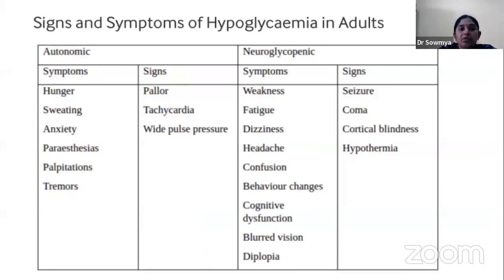What are the signs and symptoms? Autonomic symptoms are hunger, sweating, anxiety, paresthesia, a tingling sensation in the hands and feet, palpitations, tremors. Signs are pallor, tachycardia, wide pulse pressure. And neuroglycopenic features: the patient may go into seizure, coma, cortical blindness, hypothermia. The symptoms are weakness, fatigue, dizziness. Initially they start with a headache, leading to behavior changes, then confusion, cognitive dysfunction. Sometimes they have blurred vision, diplopia, finally ending in cortical blindness. So all these are signs and symptoms of hypoglycemia.